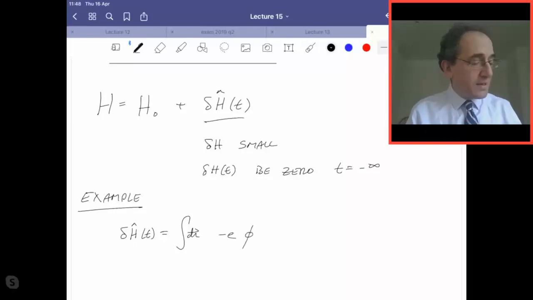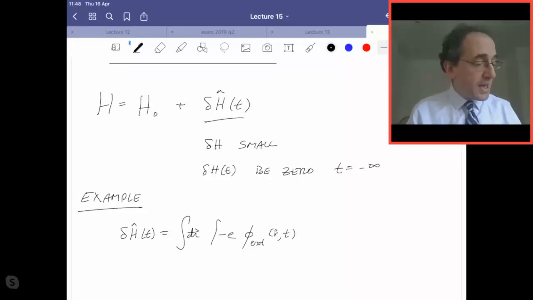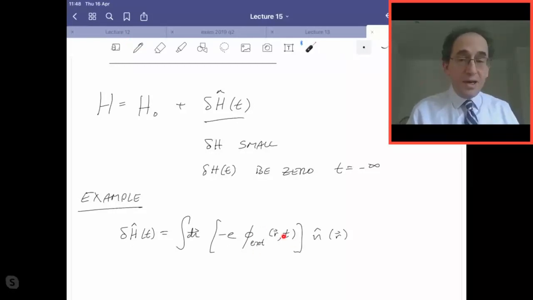minus E, the potential applied externally to my system. It will be a function of time as well as space. And then this gets multiplied by the density operator. And that's how you would couple an electrostatic potential to the density operator. So this is number density, and here E is the charge of each particle, and then it gets multiplied by the electrostatic potential.